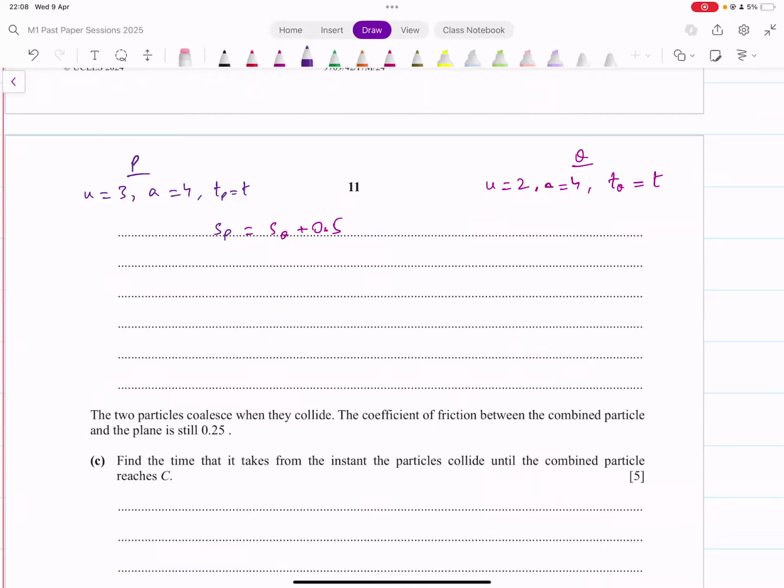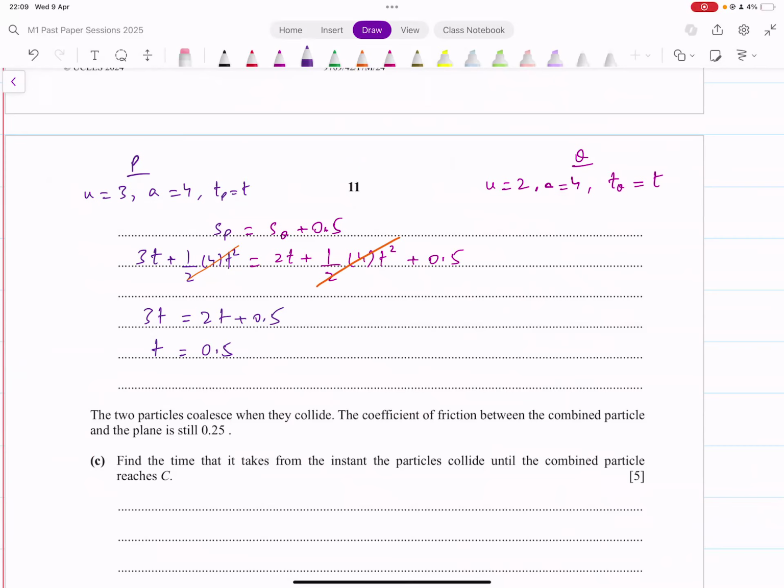UT, so U is 3 into T plus 1/2 into 4 into T squared. That equals, on the other side, we've got SQ, which is UT, 2 times T plus half into A, which is 4, into T squared plus 0.5. Now, these two terms get cancelled. What are we left with? 3T equals 2T plus 0.5, and the value of T turns out to be 0.5. That's the value of T that we end up getting.